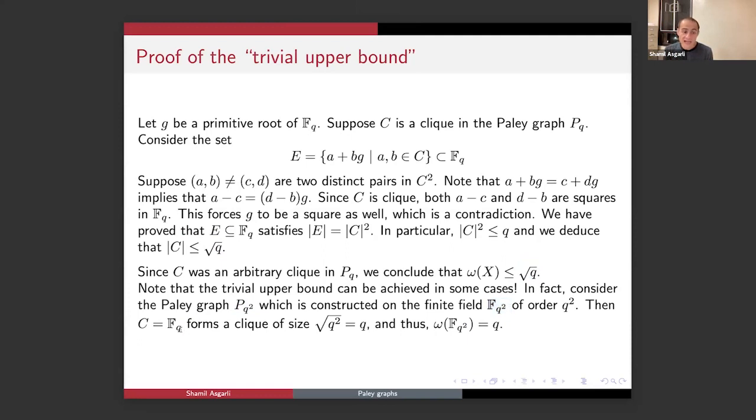And you can check that, in fact, this is a clique. The difference of two elements in F_Q becomes a square in F_{Q square}, which means that the clique number of F_{Q square} is, in fact, equal to the square root of Q square. So, in fact, the clique number in this case achieves the trivial upper bound. But I will mention that we expect this to happen just for the case when Q is a square. So in this case, we have Q square. So only for square or even powers of Q, we expect this, okay?